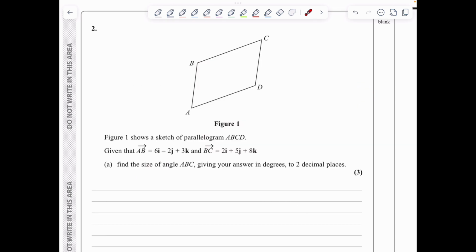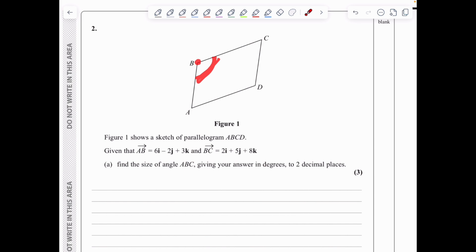In question 2, we're given a sketch of the parallelogram ABCD. We're given the vector AB and the vector BC, and we are asked to find the size of the angle ABC in degrees to 2 decimal places. So we're trying to find the angle here.